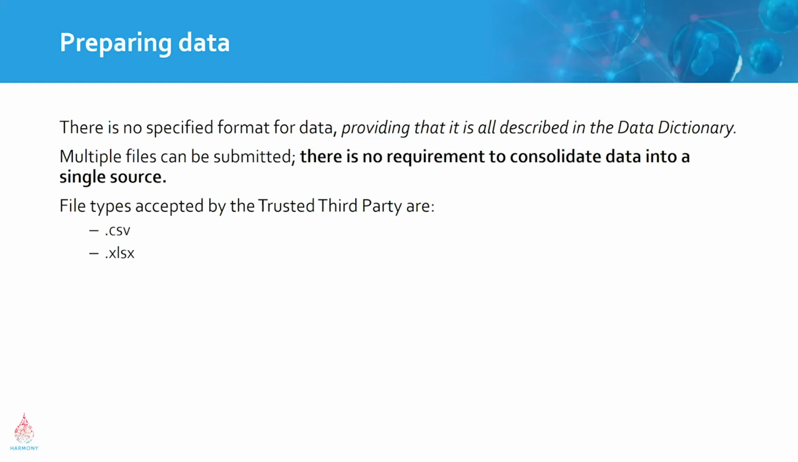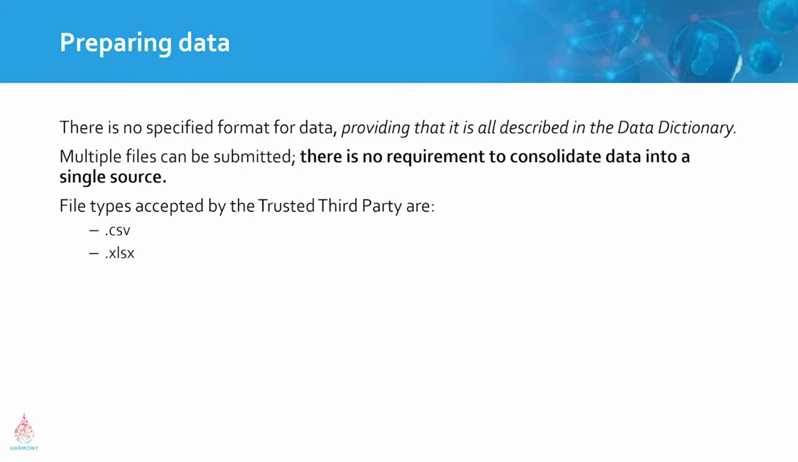So this is hugely important, because I've had this question from a lot of potential data providers. There is no requirement to consolidate all your data into a single file. Harmony will do that for you. As long as you describe the data, they can pick up the individual files and they will be mapped onto the common data model easily, okay? Well, I don't know about easily, but the point is they'll do it. As data providers, you don't have to do it, right?